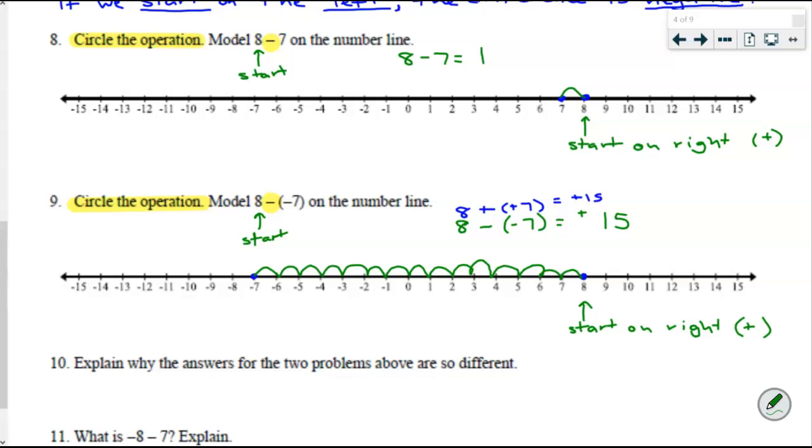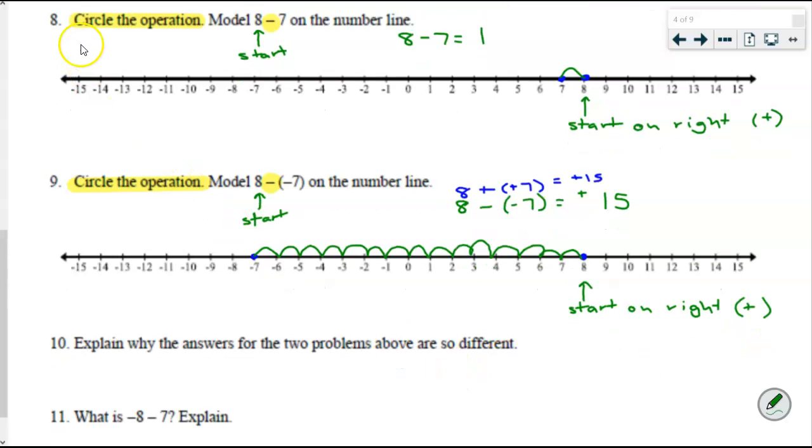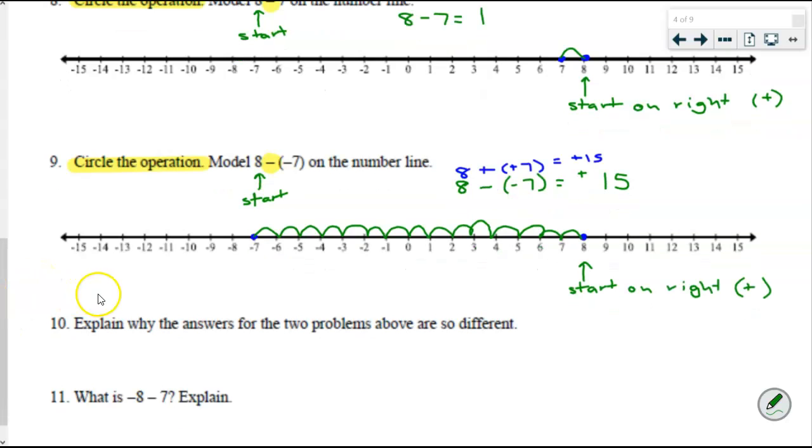Ready, set, go. Okay. Why are the answers to numbers 8 and 9 so different? I'm answering question 10 now. 8 minus 7 was 1, but 8 minus a -7 is 15. Why are those so different? Turn and talk to your groups on that real quick. Why are they so different?